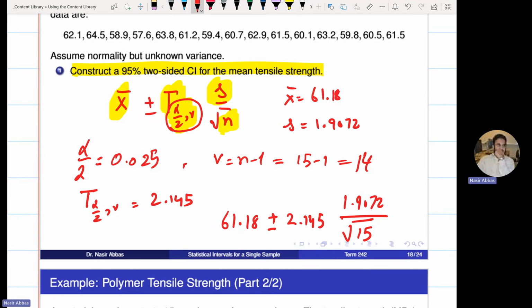Again, I repeat, you will not talk in terms of probability. You will not say that the probability that mu is between this and this is 95%. After constructing the confidence interval, the concept of probability is not applicable. We will not talk in terms of probability. Any questions up to this point? This is much simpler than looking into the Z table. So another point, I will come to that point later.